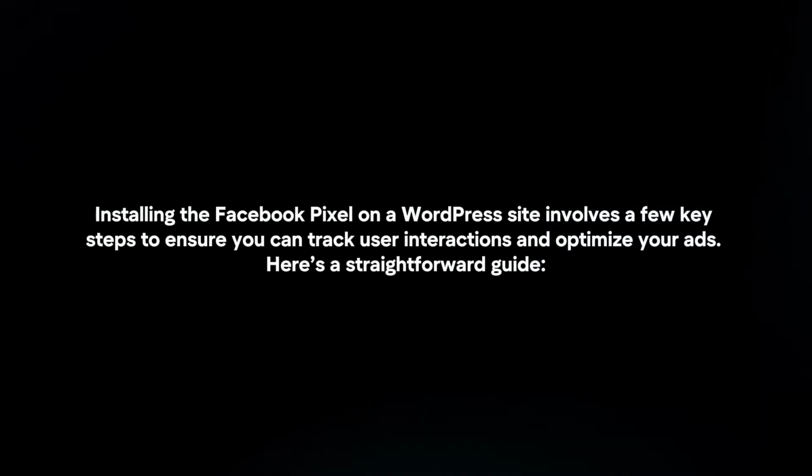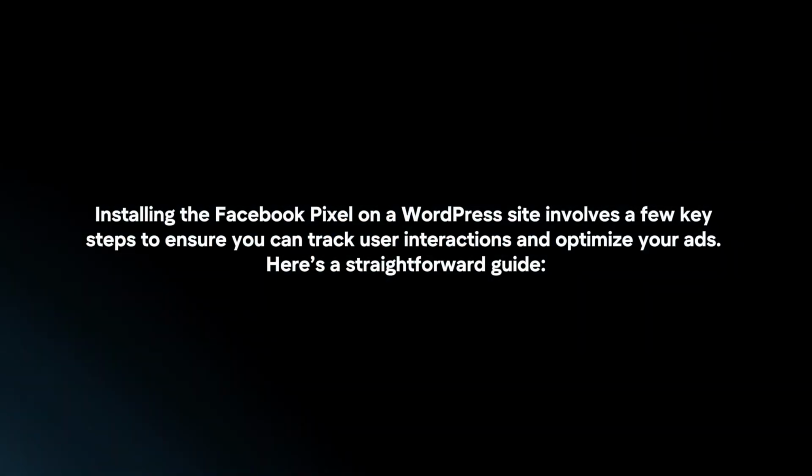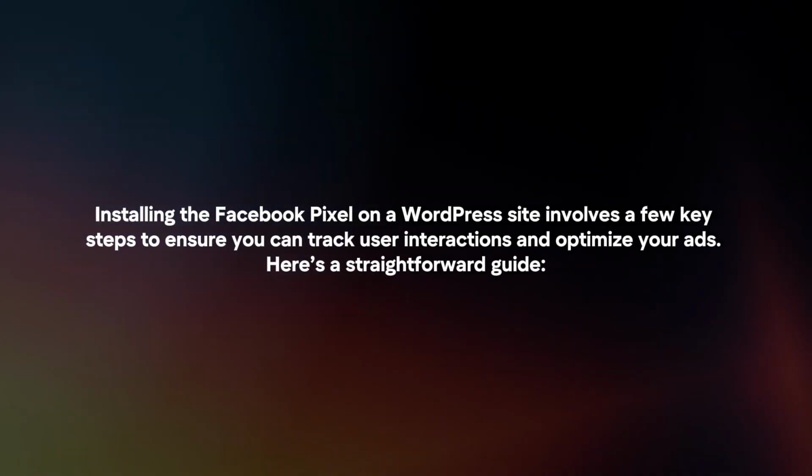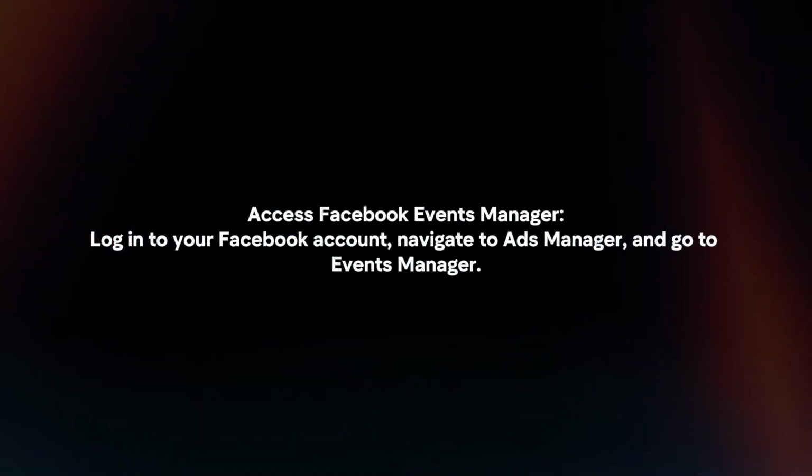Installing the Facebook pixel on a WordPress site involves a few key steps to ensure you can track user interactions and optimize your ads. Here's a straightforward guide. Access Facebook Events Manager. Log into your Facebook account, navigate to Ads Manager and go to Events Manager.